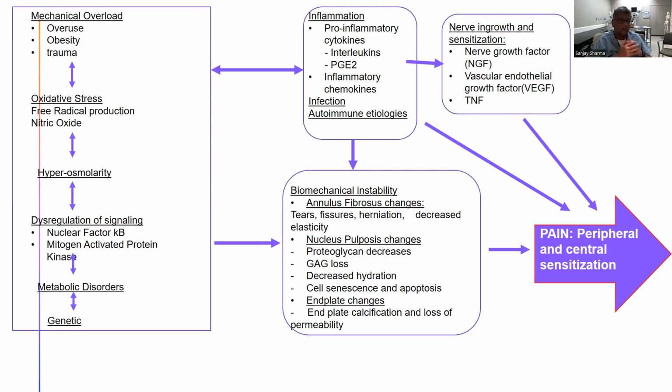And just to go through this briefly, this chart here: overuse, obesity, trauma can cause changes in free radical production, nitric oxide, hyperosmolarity, and then there's dysregulation, inflammation, pro-inflammatory cytokines, and all this. I'm not going to go into too much detail, but what eventually happens is pain, inflammation of the disc itself, and also in the adjacent vertebral bodies, as you will see in an MRI in a few seconds. And then there is, of course, sensitization, peripheral and central, and it becomes very hard to manage these patients because this discogenic pain can lead to other kinds of pain in the back. So next, please.